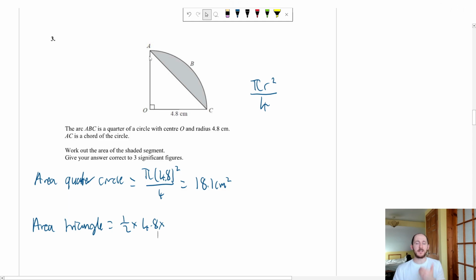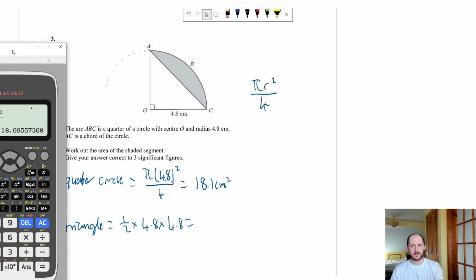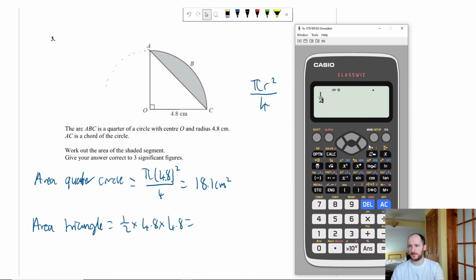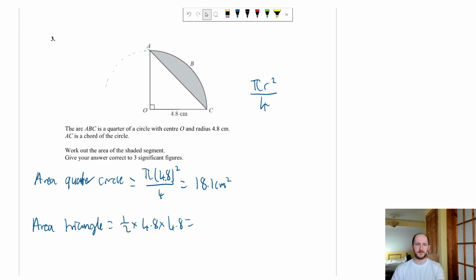But O to A is also the radius, because that's going to be a point on the circumference of the circle. Like if I were to continue this circle round, that point A is on the circumference. And remember, the radius is always a line from the center to the outer edge. So it's also 4.8. So let's do that. We've got a half, or you can do base times height divided by 2. Times by a half is the same as dividing by 2. Whichever one you'd like to do. Gives me an answer of 11.52.